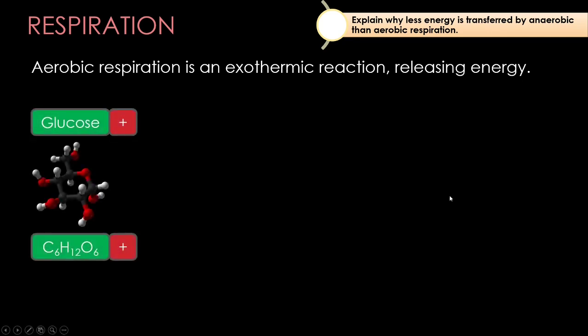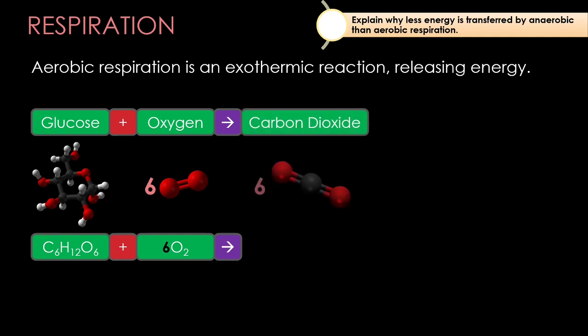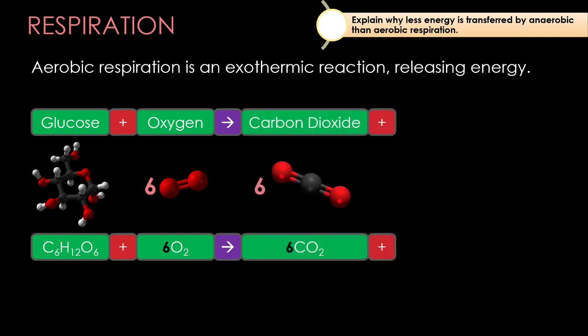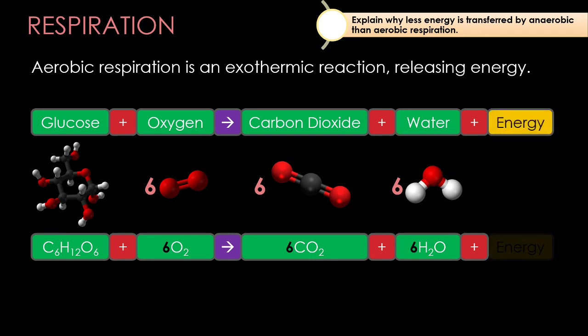Glucose, and this is a picture of the glucose molecule, is combined with oxygen. And if you're going to balance the chemical equation, you need 6 molecules of oxygen for every 1 molecule of glucose. When you react those two things together, they become 6 molecules of carbon dioxide and 6 molecules of water. And they also release some energy, transfer some energy for you to use when you're contracting your muscles, for instance.